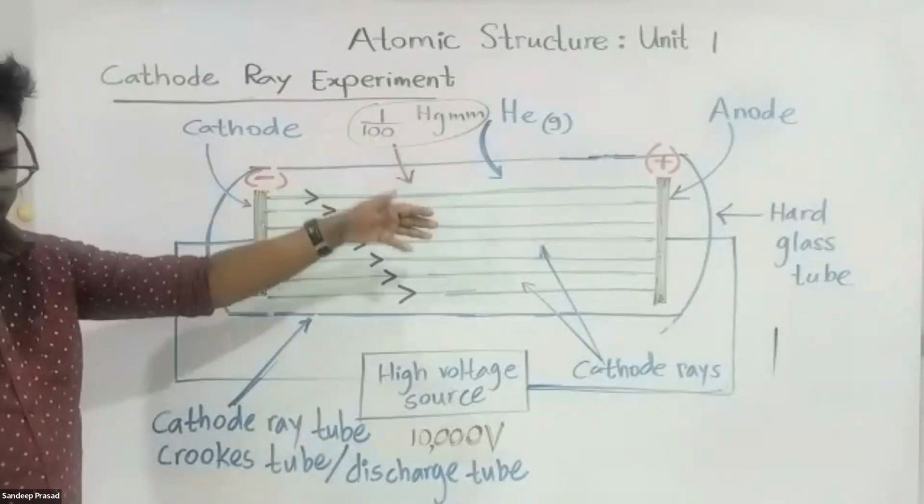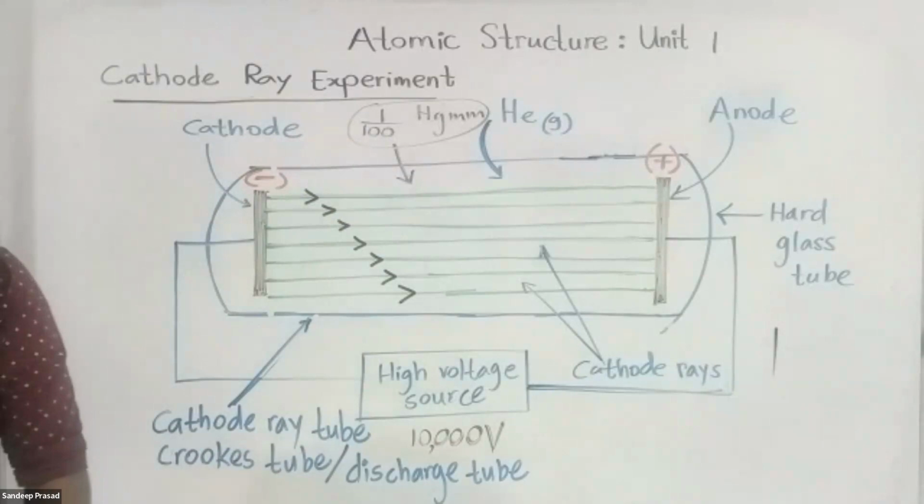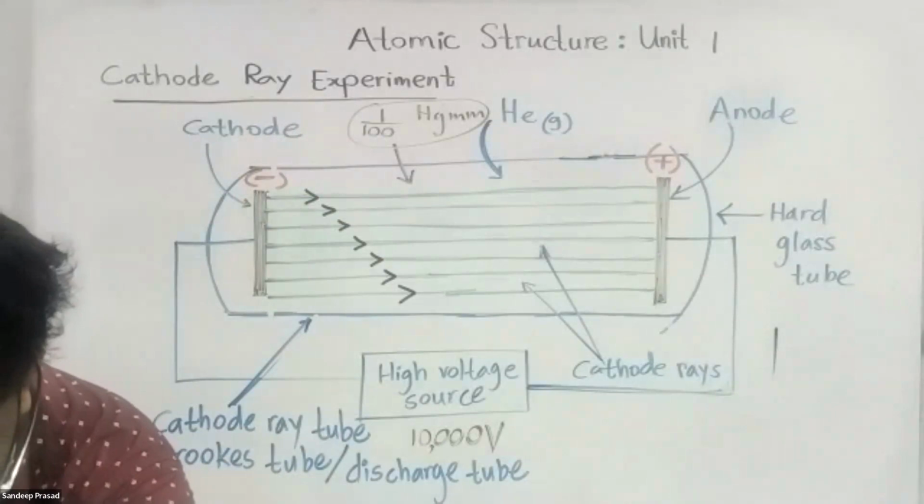Right. Now complete this diagram quickly in your book. Quickly draw this diagram. We have to move on to the experiments done by J.J. Thomson. Quickly complete this diagram.